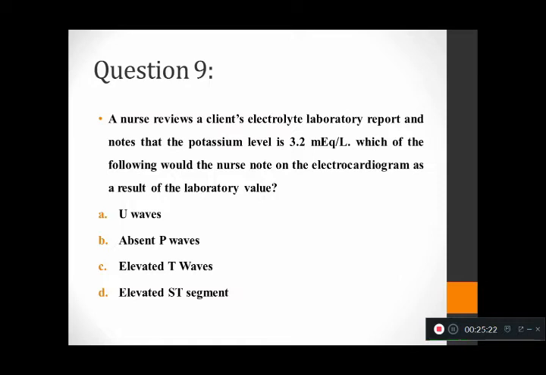Again, I tell you, potassium deficit is a common electrolyte imbalance and is a potentially life-threatening condition. In such a case, ECG changes include inverted T waves, ST segment depression, and prominent U waves. Absent P waves are not a characteristic of hypokalemia. So according to this interpretation, the answer is appearance of U waves. Hope you are clear with this.